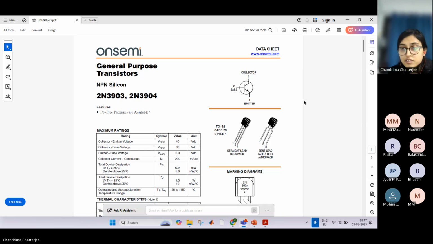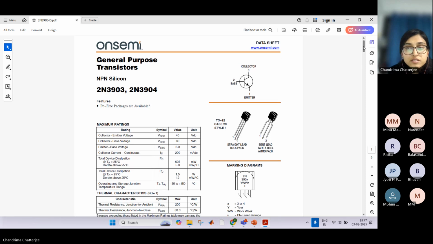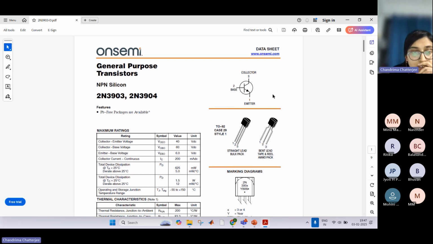So this is the data sheet from onsemi. Onsemi is a manufacturer of semiconductor devices. You will see MOSFETs, not only BJTs, MOSFETs, IGBTs, power modules, everything. There are some other semiconductor manufacturers as well, and onsemi is one of them. So you can visit their site and see the different types of devices they manufacture.